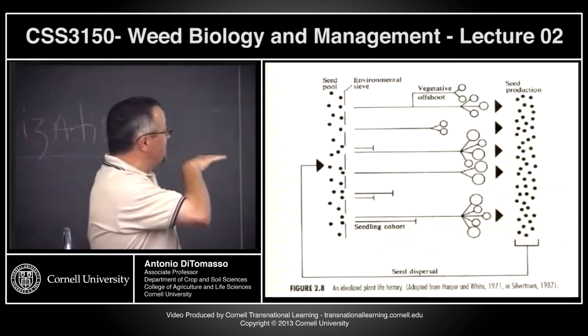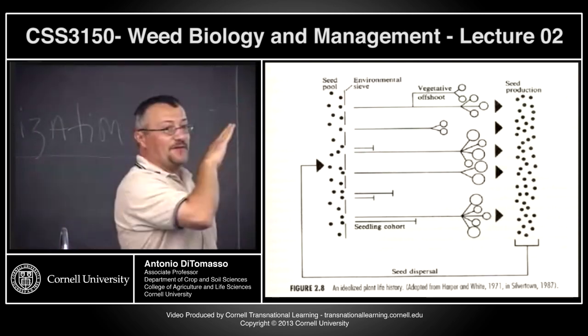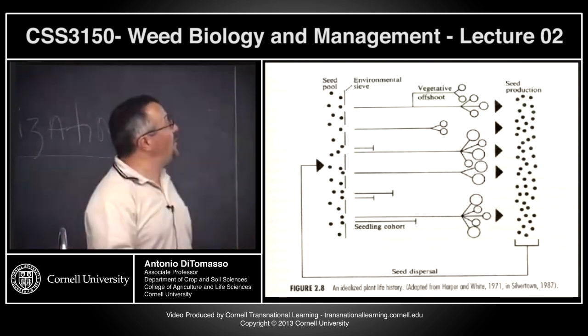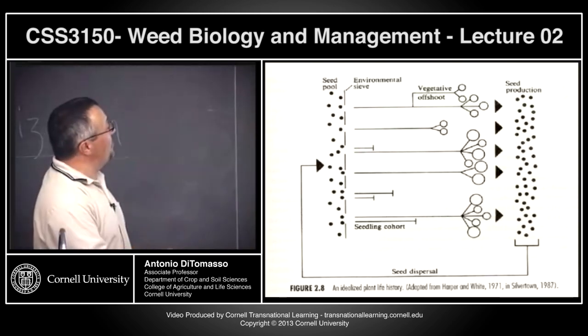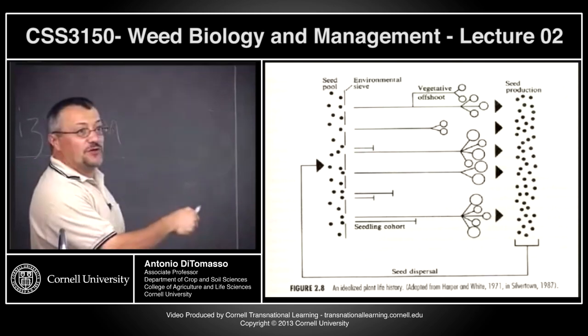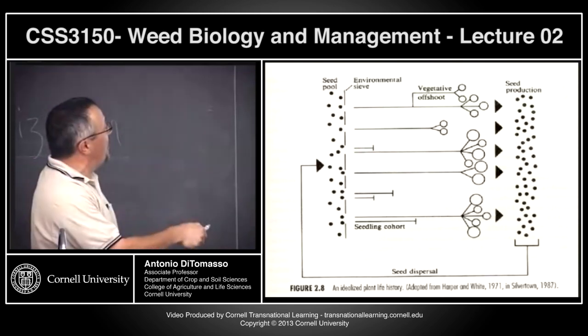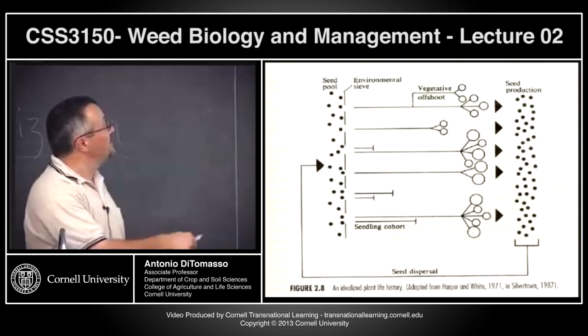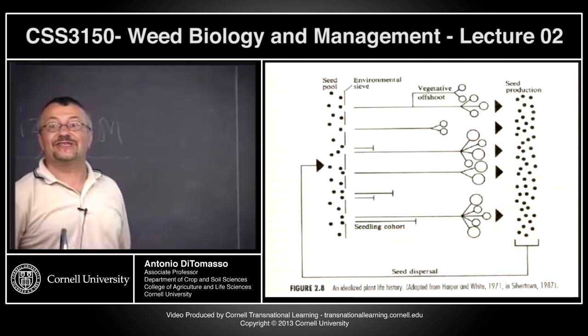This is just a little idealized life history diagram to show you the general life cycle of plants. Again, we'll probably go into more detail. If you can think of this as being your soil, no matter where you are, you've got all these weed seeds in there. We're focusing on weed seeds, but it could be a forest. And this is called the seed bank or the seed pool.